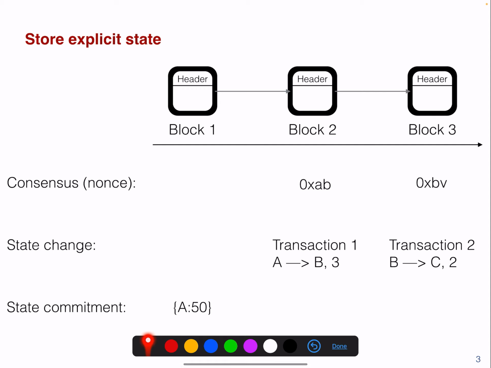So another way to store data in a blockchain is to store explicit state. So again, we have here transaction number 1 and transaction number 2. But now we also store a state commitment. And the state commitment at the very beginning here is A owns 50 coins. Right? And if A owns 50 coins in the first state, then in the second state, because it transfers 3 coins to address B, it will have 47 coins, while address B increased to 3 coins. And the same goes for block number 3. You have another 2 coins that are transferred from B to C.